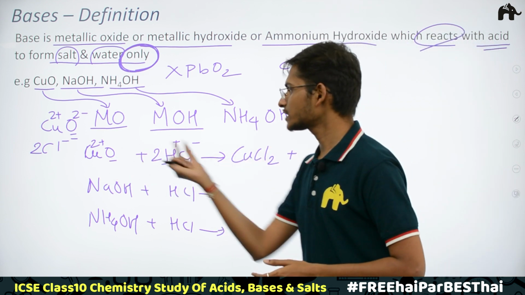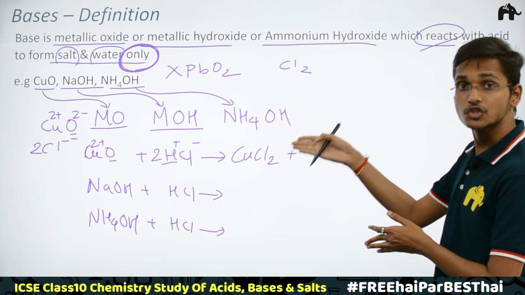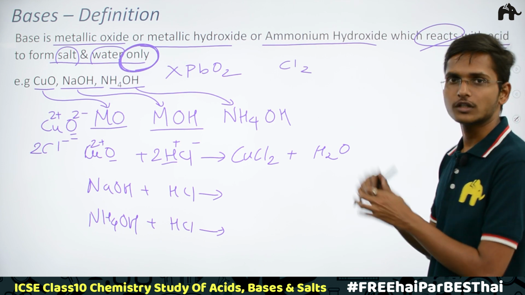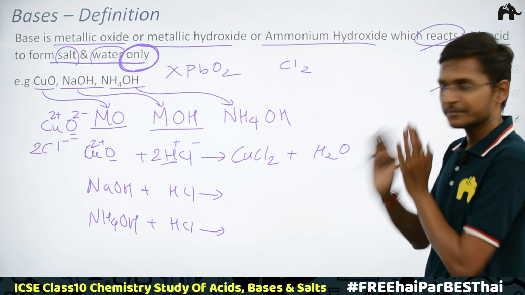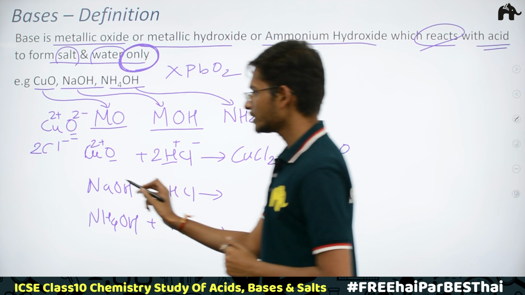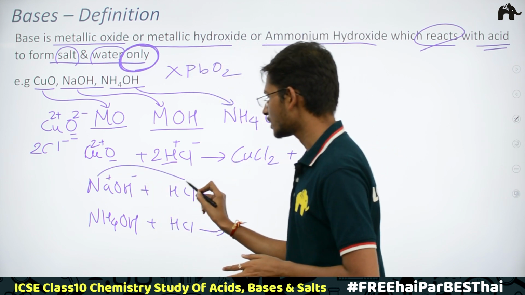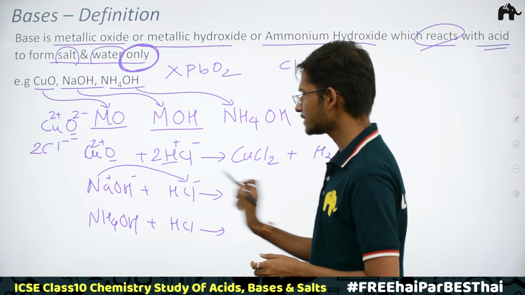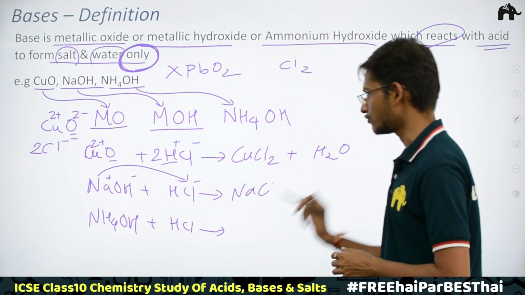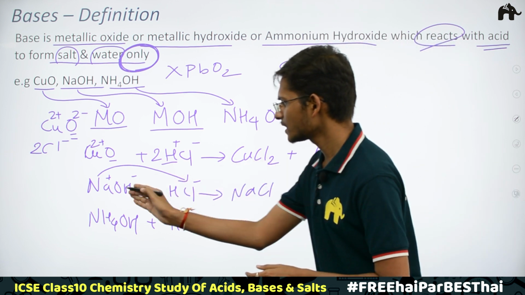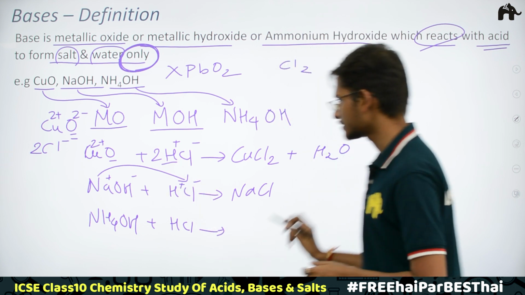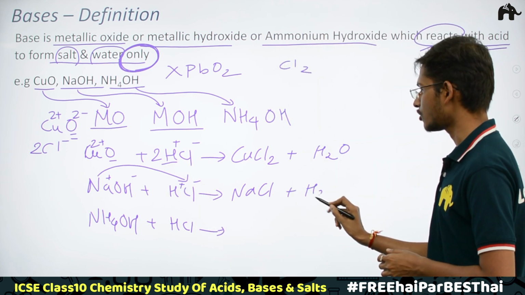So see, our metallic oxide reacting with acid is forming salt and water only, right? Same way, NaOH, so Na plus OH minus, this Na plus would combine with Cl minus, so Na plus Cl minus absolutely balanced would form NaCl. H plus and OH minus would form H2O.